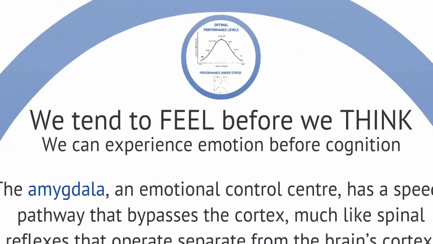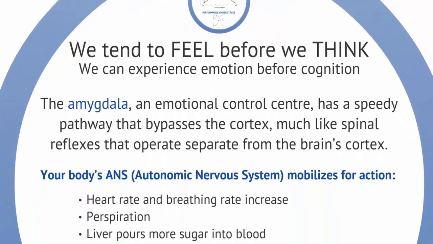Our emotional reactions are faster than our thoughts, so we tend to feel before we think, which is why you should always pause before you send that angry email. Research on our neurological processes shows how we can experience emotion before cognition. The amygdala, our emotional control center for anger and strong emotions, which you might remember from the motivation video, has a very speedy pathway that bypasses the cortex, sort of like spinal reflexes. One such pathway runs from the eye or the ear to the amygdala.